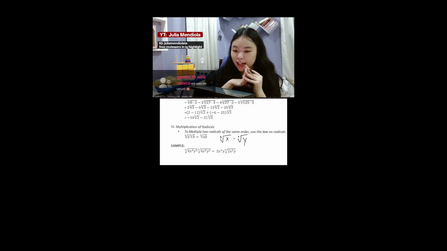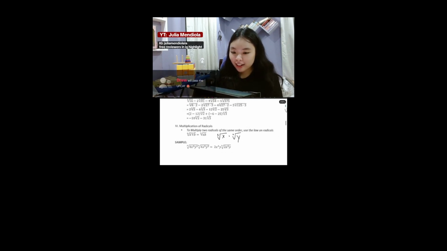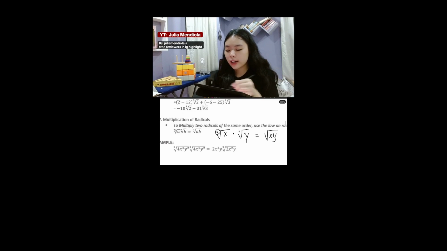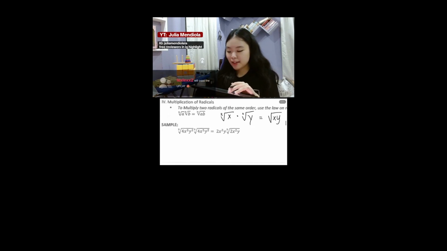Ano ang sagot, guys? Hindi kayo nakinig. Square root of x times y. Congrats, Sen. Ikaw ang unang sumagot. Wala ako radical sign. So, that will be square root of x times y. Pwede na siya ipasok kasi parehong 2 ang index nila. Parehong 2 ang index nila, kaya pwede na siya ipasok.